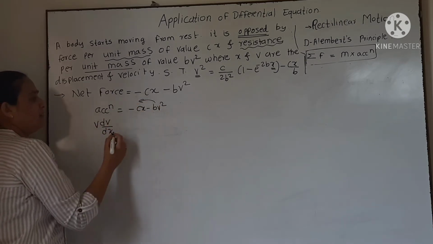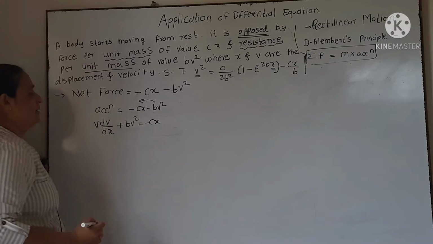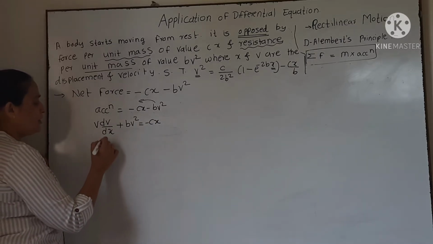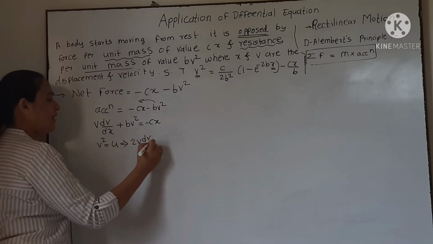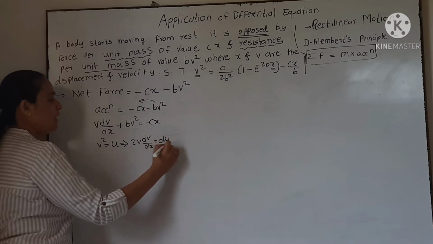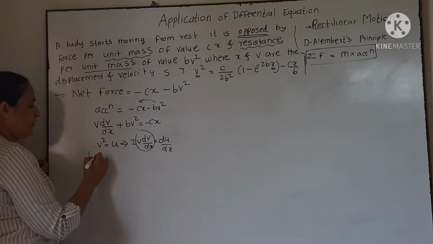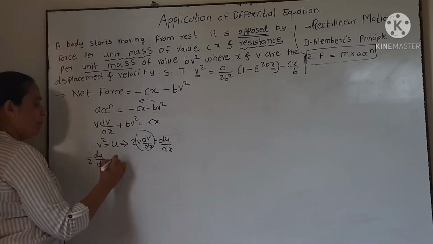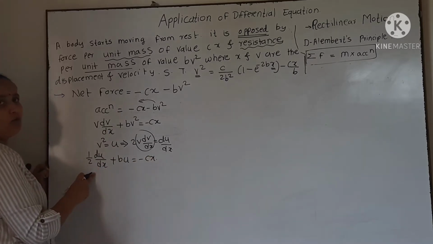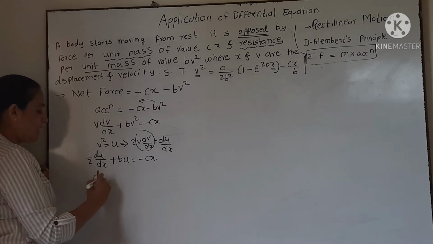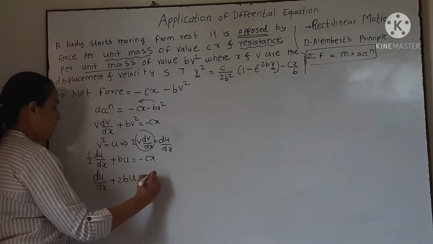If I transfer minus bv square to the left hand side, it is plus bv square equal to minus cx. Now for this, if I use the substitution, say v square is equal to u, this implies 2v dv by dx equal to du by dx. Therefore value of v into dv by dx is half du by dx, plus bu equal to minus cx. We want coefficient of du by dx to be 1. Therefore this can be written as du by dx plus 2b u equal to minus twice cx.